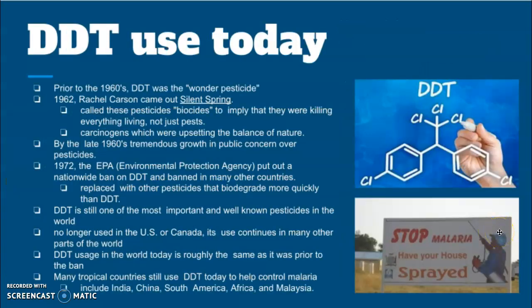We are actually still using DDT today. And in one of the studies I read, it's being used at roughly the same amount as it was prior to the ban. It's not being used in US or Canada and certain parts of the world, but it's still used in India, China, South America, Africa, and in Malaysia. And part of the reason is because they have so much malaria still there that it is again safer for them to have this pesticide, which can cause so many other problems, than to have the malaria killing their population.